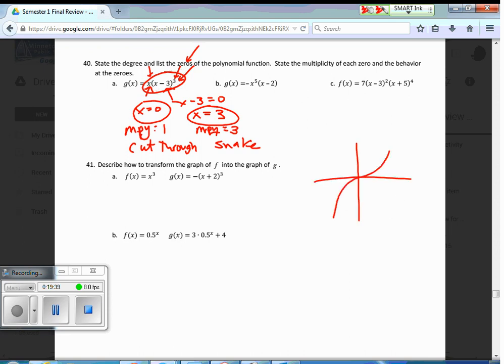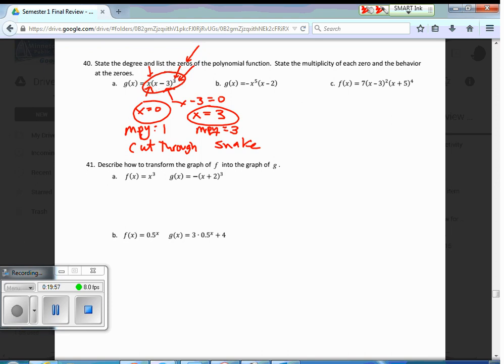It's like that. That is a triple root. That's called a snake. As opposed to that could be a cut through, or that actually looks like a snake. That could be a cut through. There's a lot of ways to cut through. There's only one way to snake through. Okay. Bounce is pretty obvious, I think.